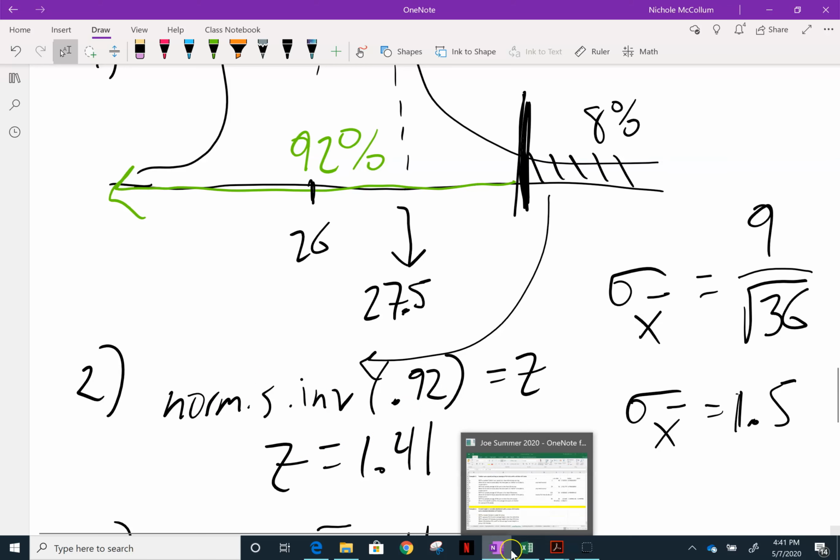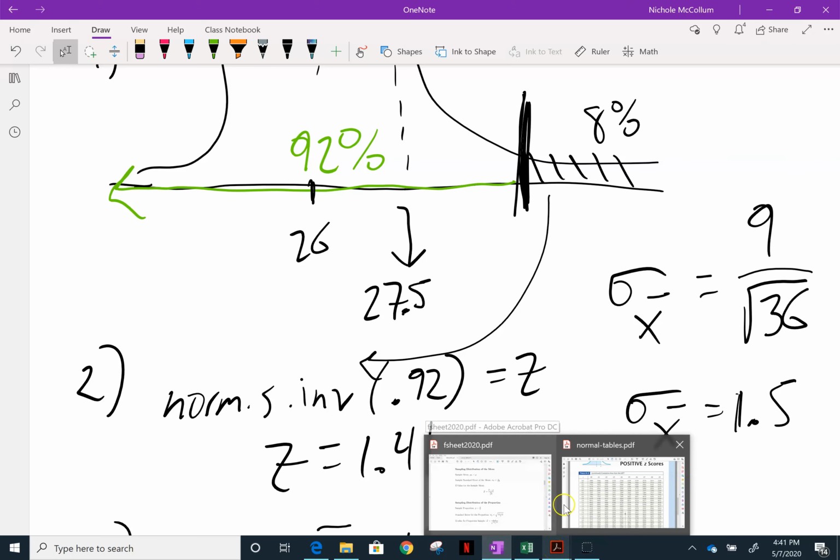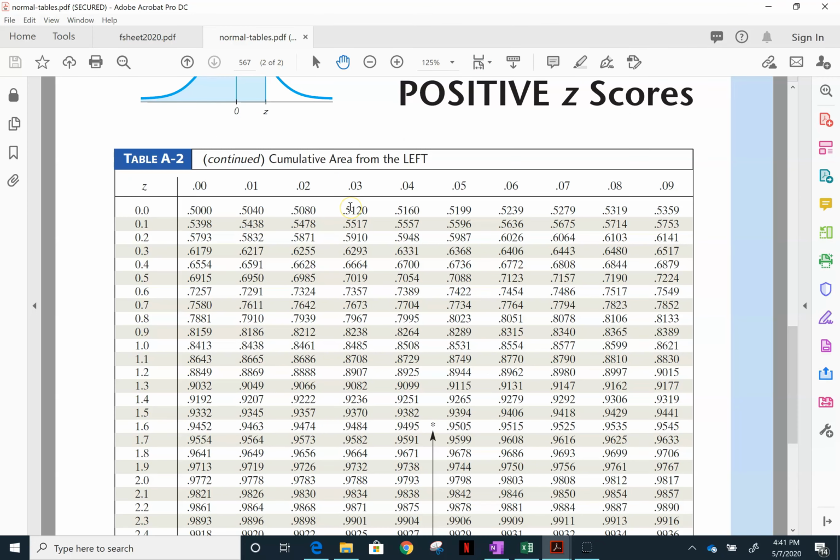We can, of course, look this up also in the table. The table would be right here. The table, if we look up 1.41, is a 92.07%. That's really close to 92%.